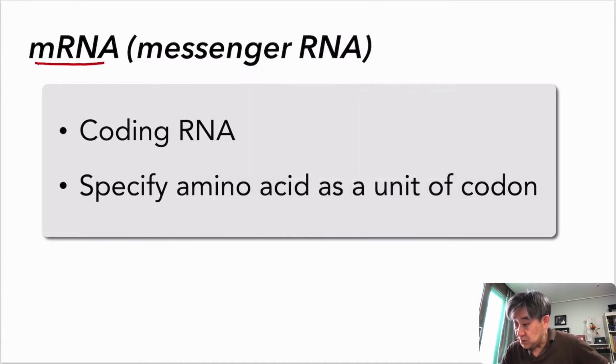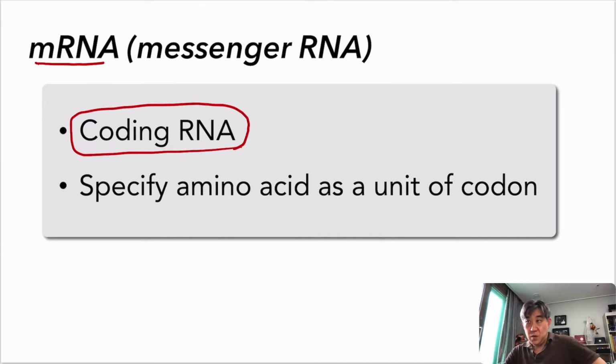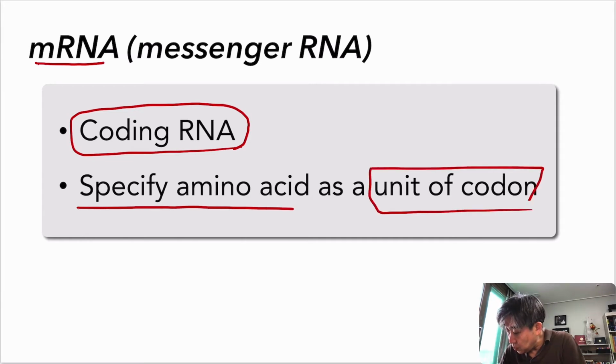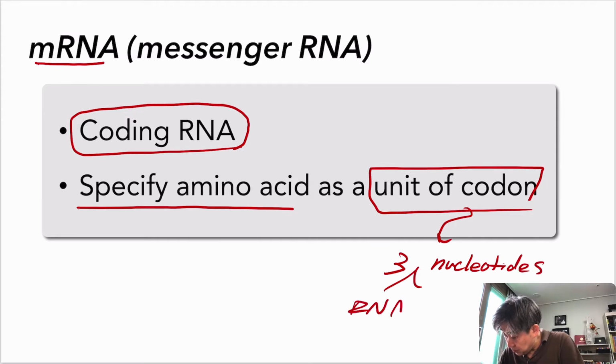There is messenger RNA, that famous messenger RNA. It is a coding RNA, and actually this is the only coding RNA among these six different kinds of RNA that we are going to see right over here. Its job is that the messenger RNA sequence will specify amino acids as a unit of a codon. One unit is a codon, which is 3 RNA nucleotides, of course.